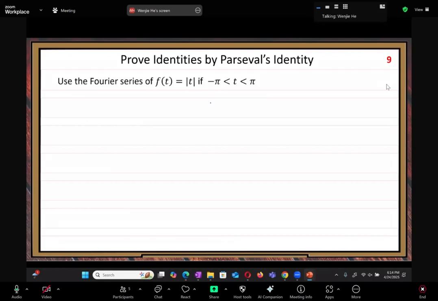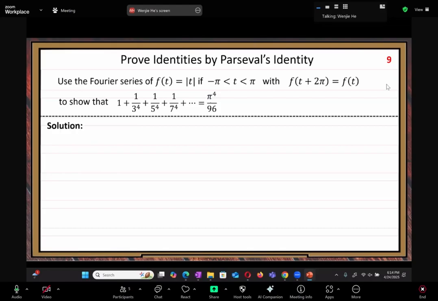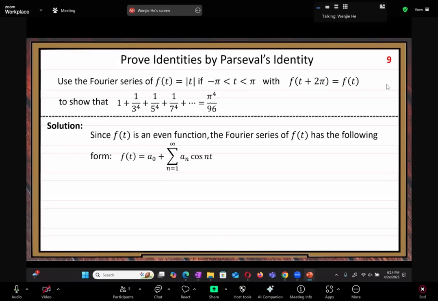But this time we have an even function, 2π periodic. So we need to show another identity. This time we need to calculate the Fourier series. Even function, so the b terms are gone. So we only need to calculate the a coefficients. All right, a0, formula, simple calculation. And all the other a coefficients, simple calculation.